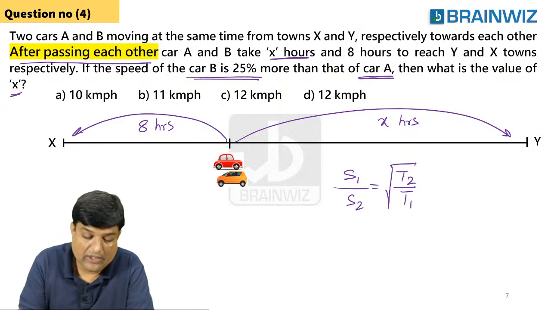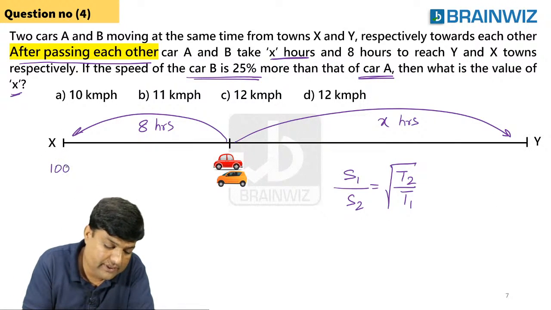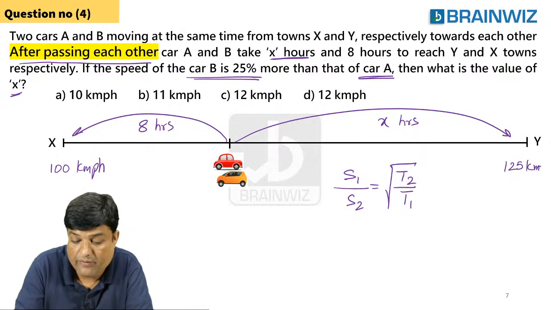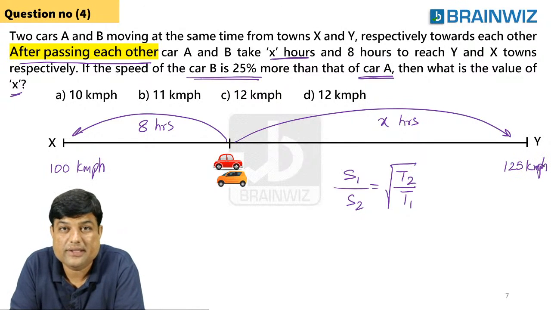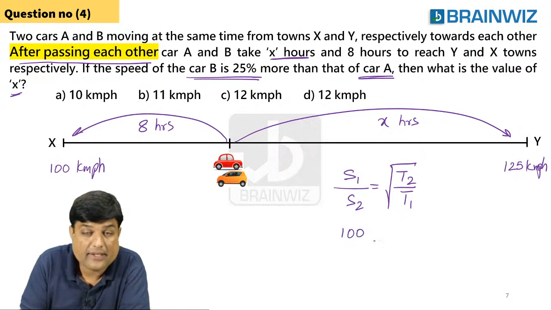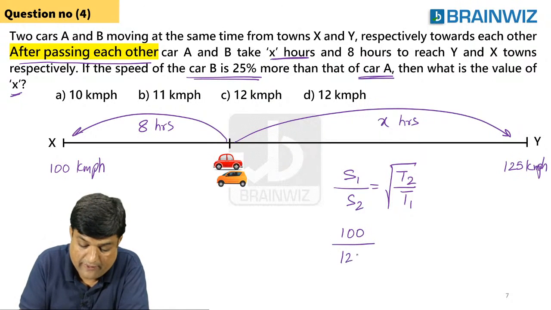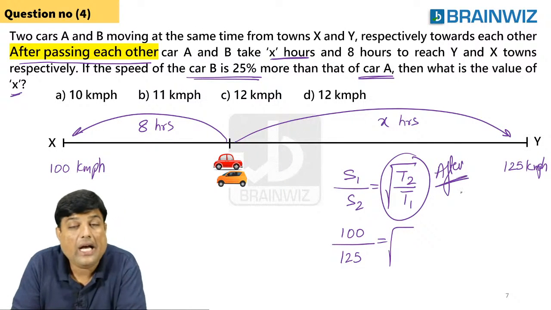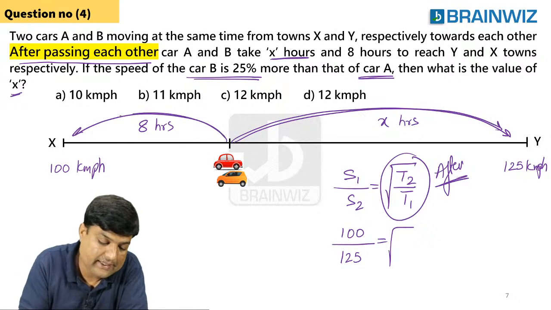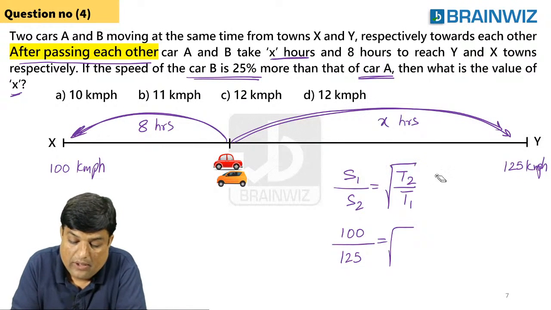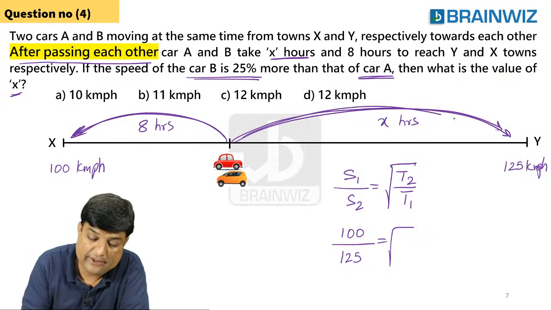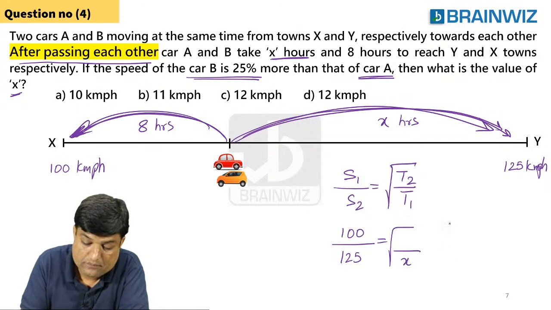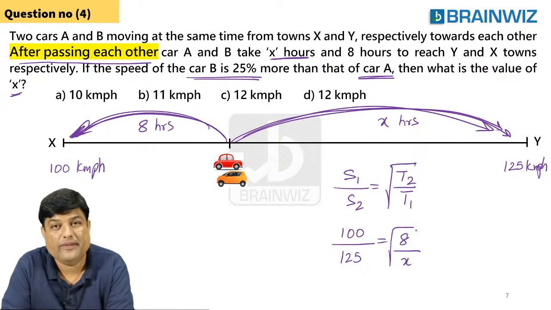If car A's speed is 100 km per hour, car B will not be 100. It is 25% extra, so 125 km per hour. And I believe you can do this. Have a look here. S1 is 100 divided by S2, which is 125. These are the times after the meeting point. Remember, guys, after meeting, that is the time they take to reach the ends. Now, T1 is X and T2 is 8. Hope you have understood this.